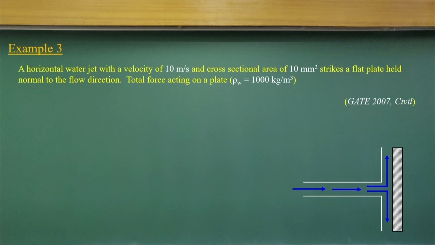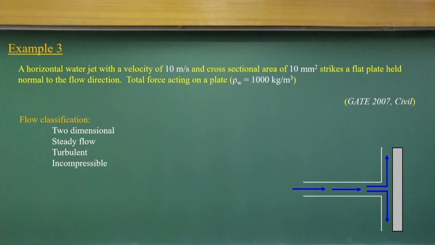Now, let us consider another problem, which is a GATE 2007 civil engineering force problem. It is a very simple problem. There is a horizontal water jet with a velocity of 10 meter per second, cross sectional area 10 millimeter square, striking a flat plate held normal to the flow direction. What is the total force acting on the plate? That is the question.